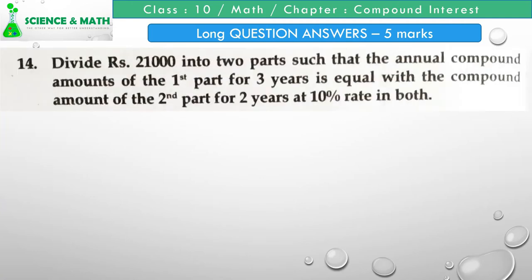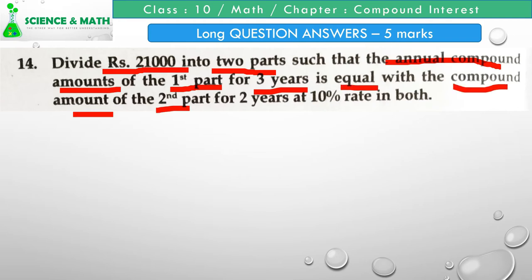Question number 14. Divide rupees 21,000 in two parts such that the annual compound amount of first part for 3 years is equal with the compound amount of the second part for 2 years at 10% rate in both. Here in the question, there is a sum rupees 21,000. We need to divide 21,000 in two parts in such a way that the compound amount of the first part for 3 years must be equal with the compound amount of the second part for 2 years at 10% rate in both.